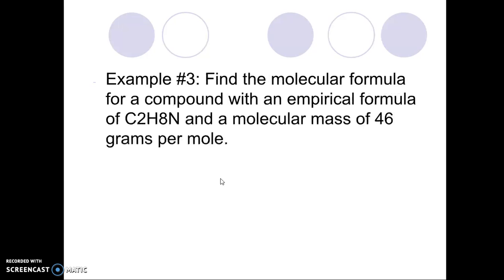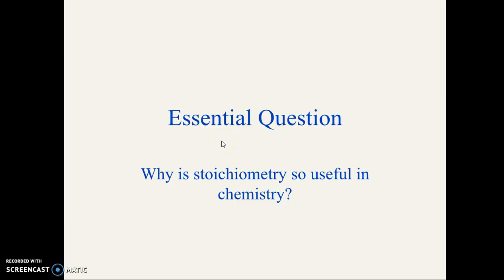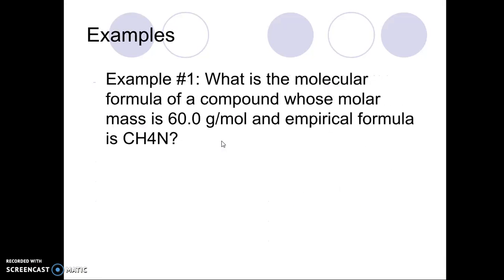So what I've done is I have told you the molar mass for the molecular formula. That's the number that's going to go on top. I am now telling you the empirical formula, so you have to calculate the molar mass for that, and that would be the number that goes on the bottom. It's about 30, so 60 divided by 30 would be 2. So my subscripts are all going to be multiplied by 2.